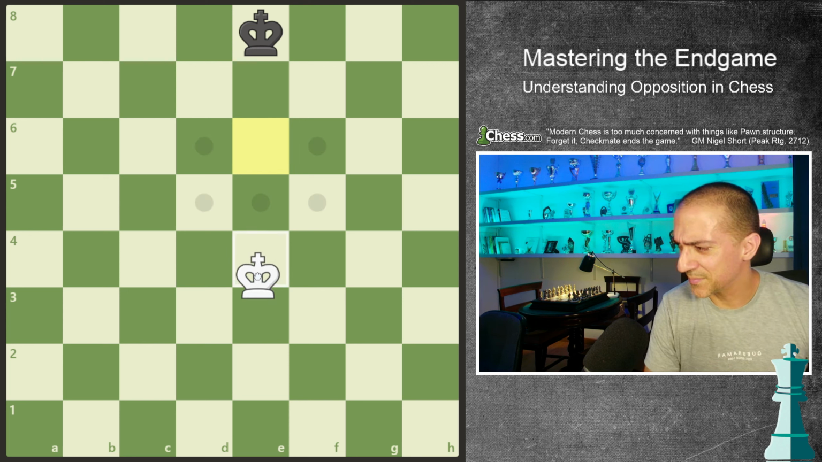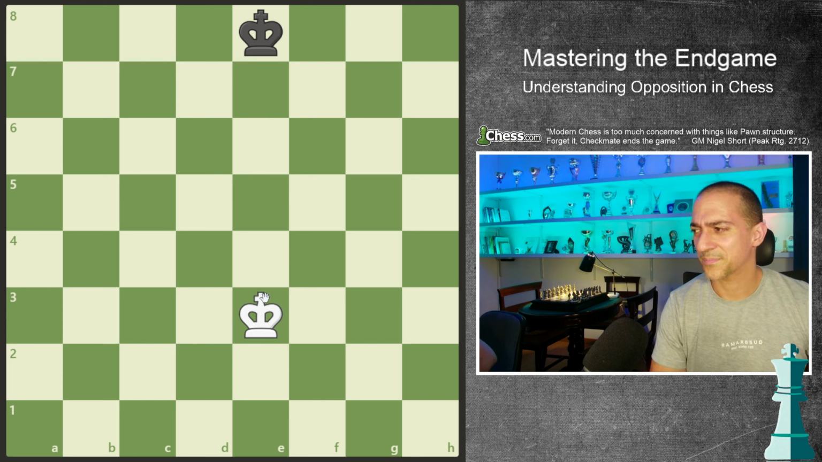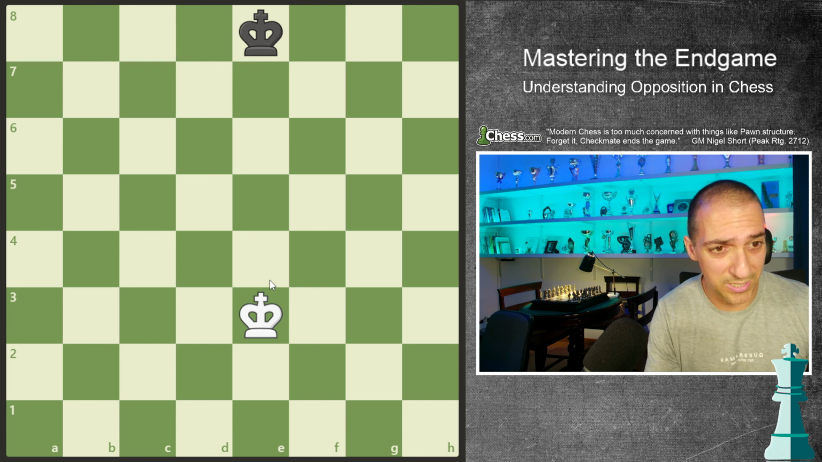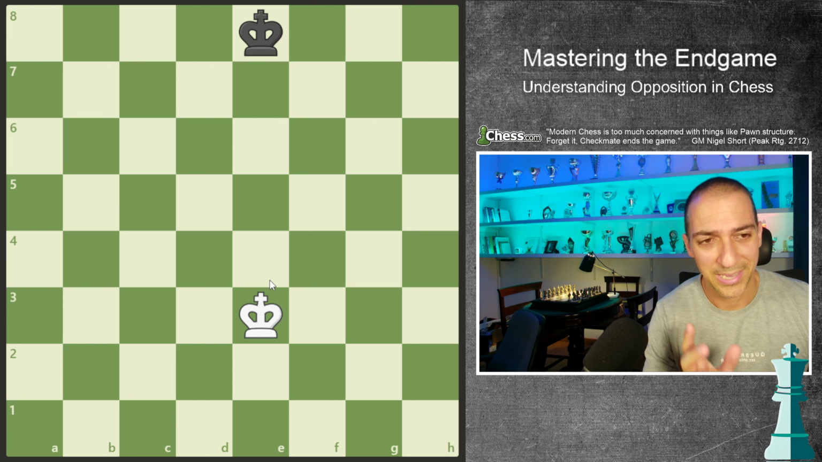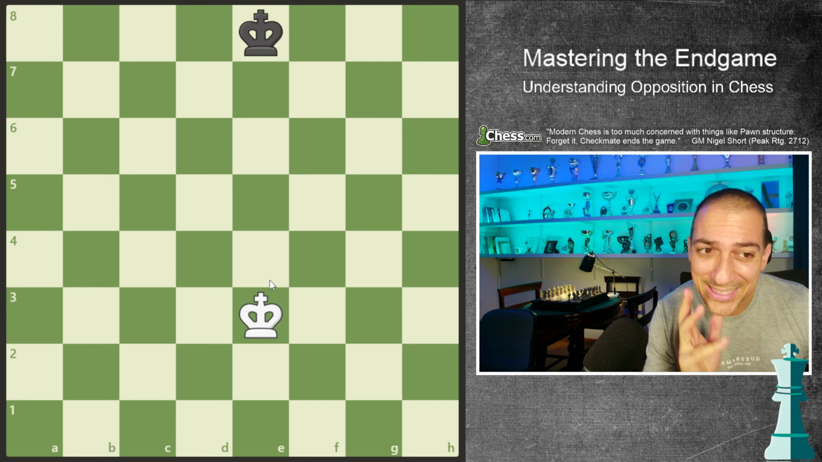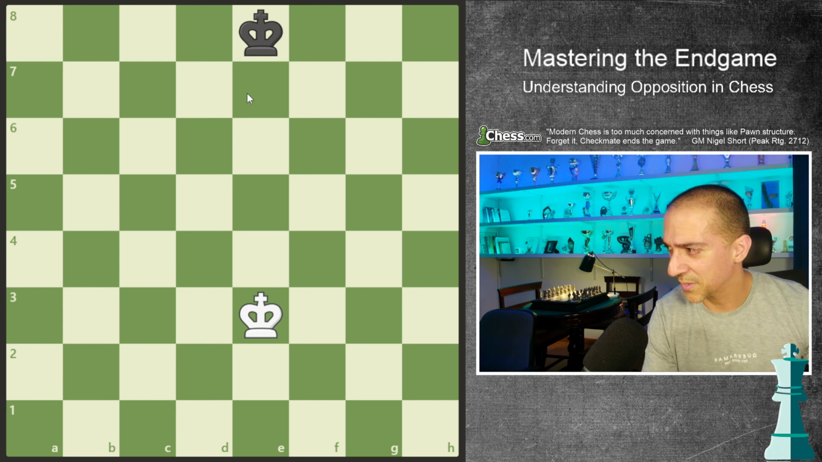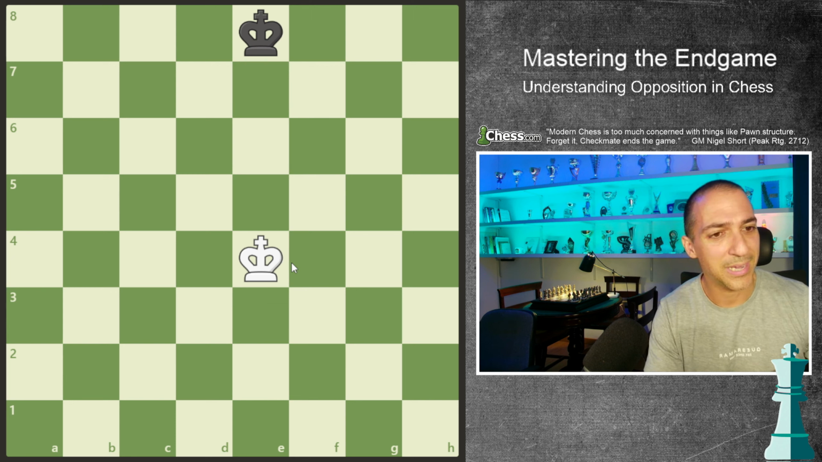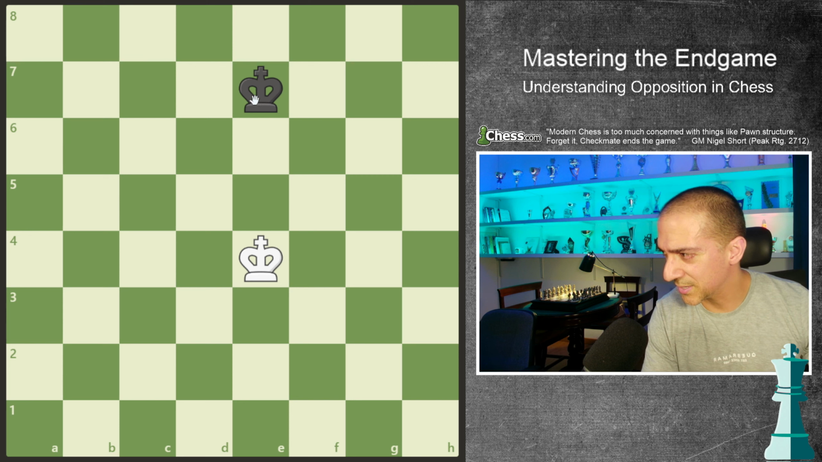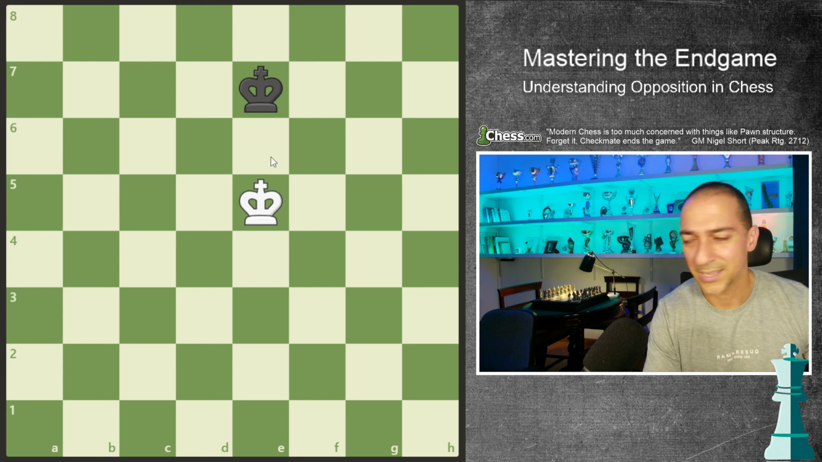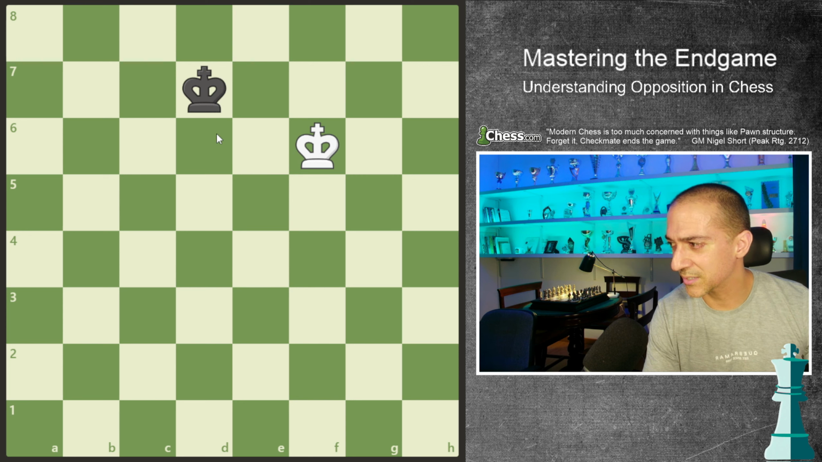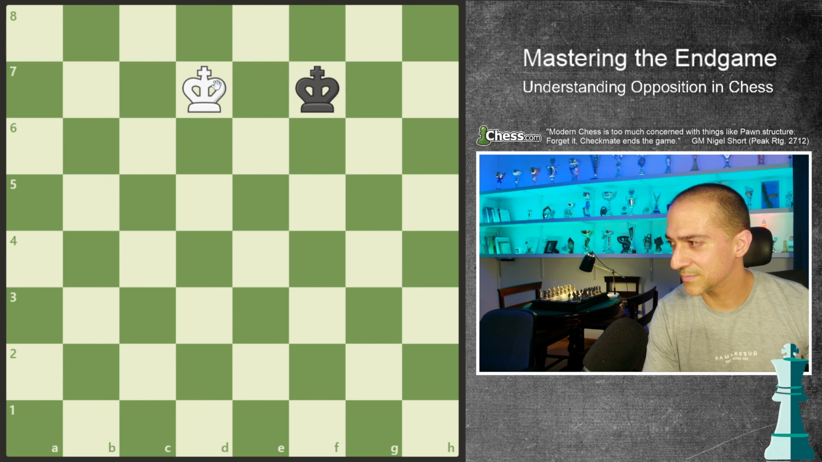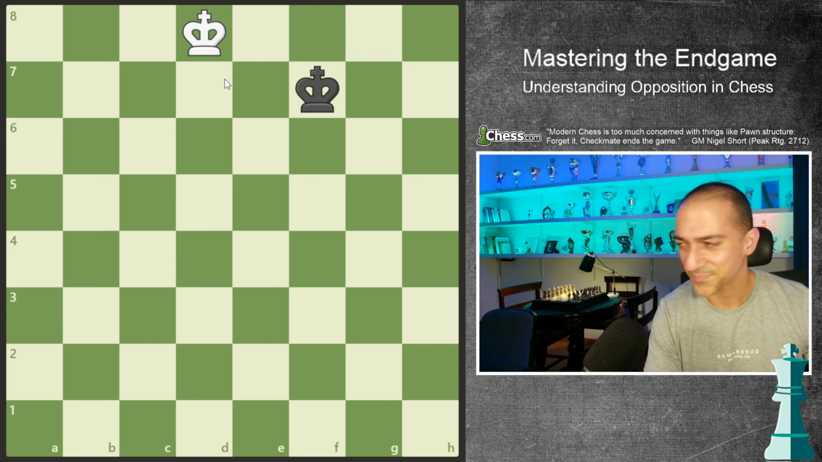For example, if I had my king here, I would think the same way. The number of squares between the kings after I play is never paired. So 1, 2, 3. This isn't paired. Let's go. I have opposition. Let's see. If he plays here, opposition. And now I will outflank. Opposition, outflank. It's over. Okay?